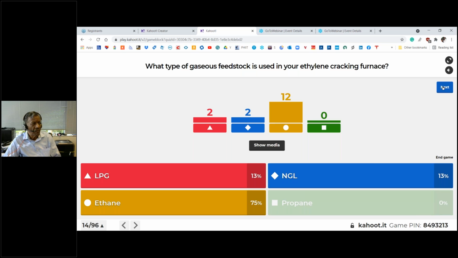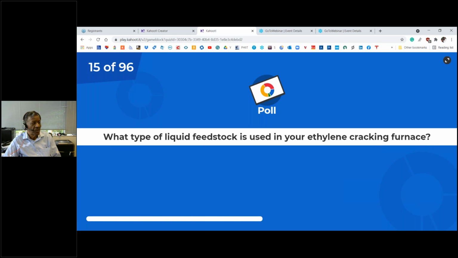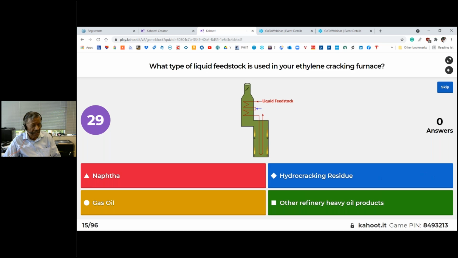If you are on the liquid side, what type of liquid feedstock is used in your ethylene cracking furnaces? The choices are naphtha, hydrocracking residue, gas oil, or other refinery heavy oil products.